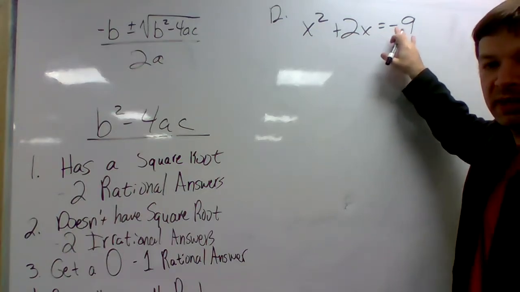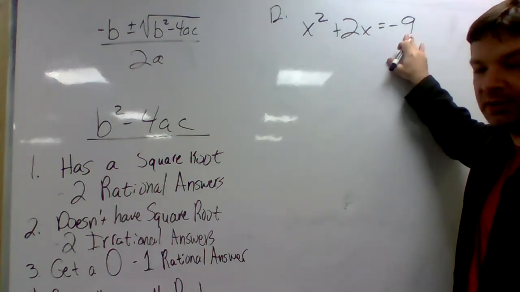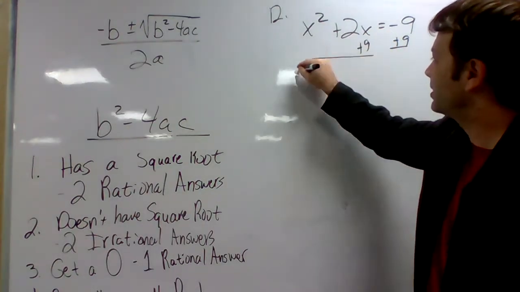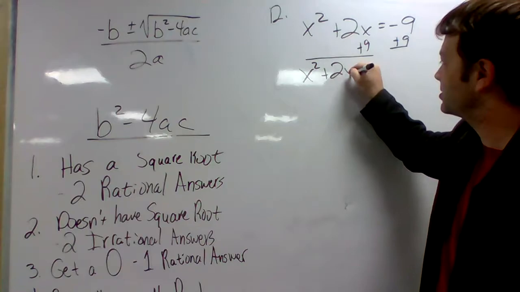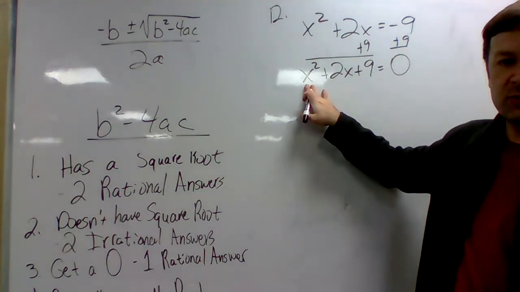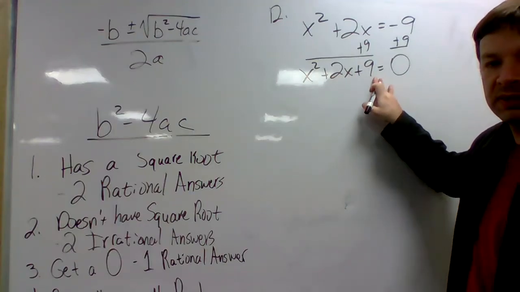lined up correctly. So to get rid of negative 9 on this side, I need to plus 9. So I get x squared plus 2x plus 9 equals 0. So my A is 1, my B is 2, my C is 9.